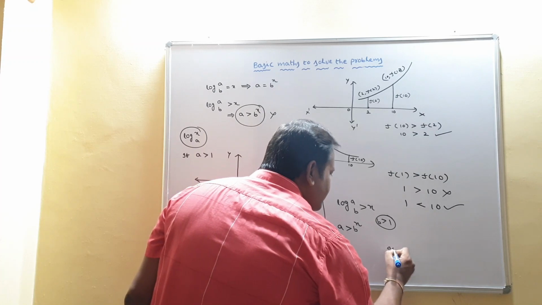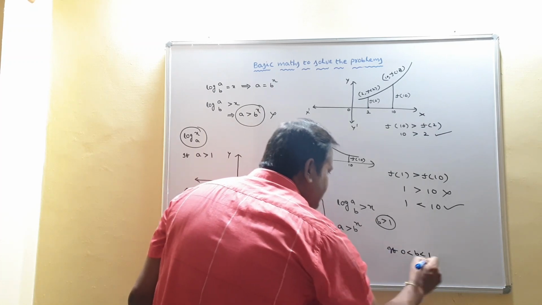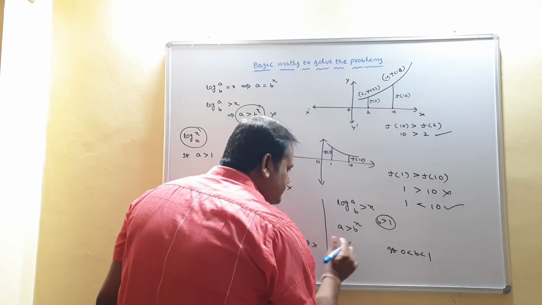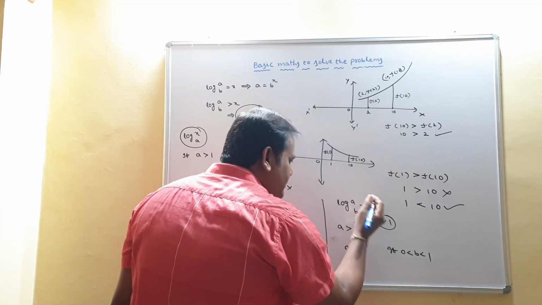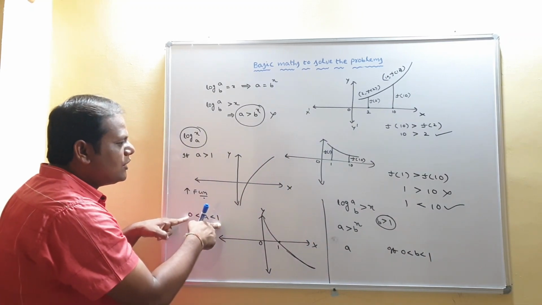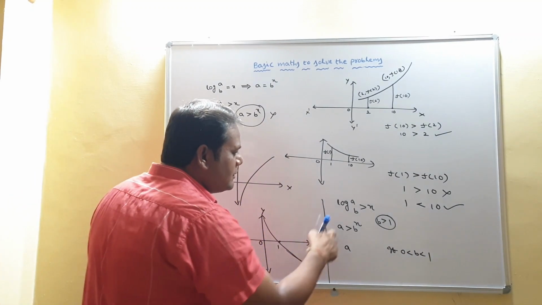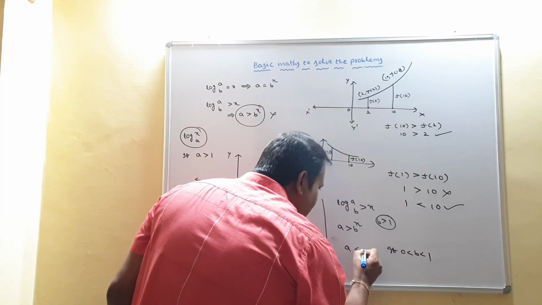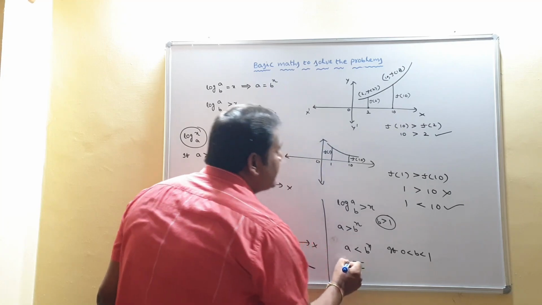Suppose 0 less than b less than 1, then you should write a. Now it is a decreasing function, na? So if the base is in between 0 and 1, that is a decreasing function. So greater than becomes what? Less than b power x.